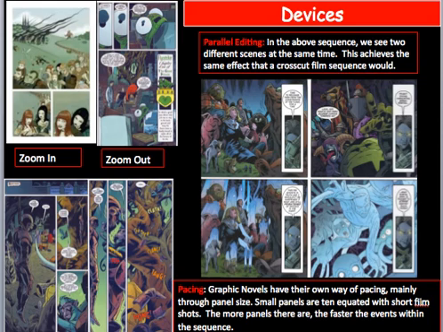Also, it's an issue of pacing. Graphic novels have their way of pacing, mainly through panel size. Small panels are equated with short film shots. The more panels there are, the faster the events within the sequence. And then we also see parallel editing.